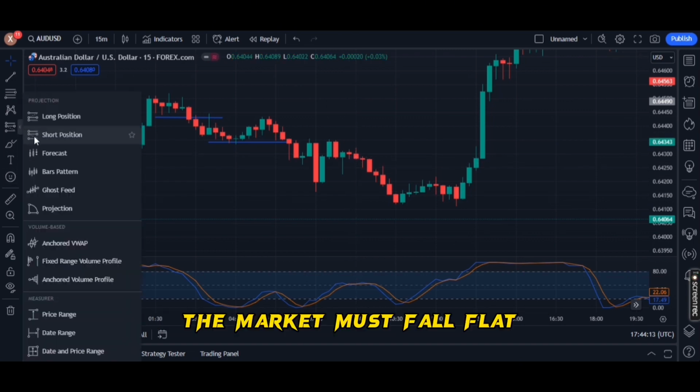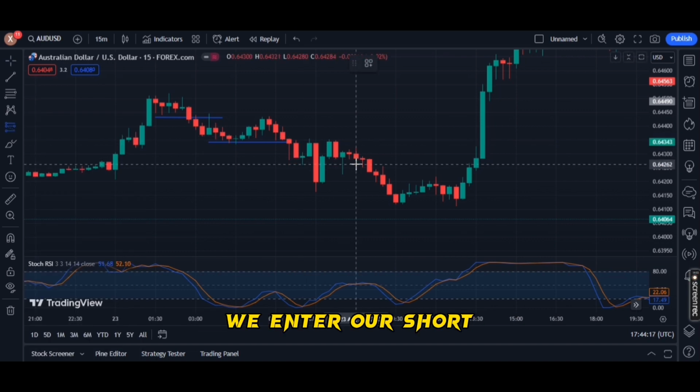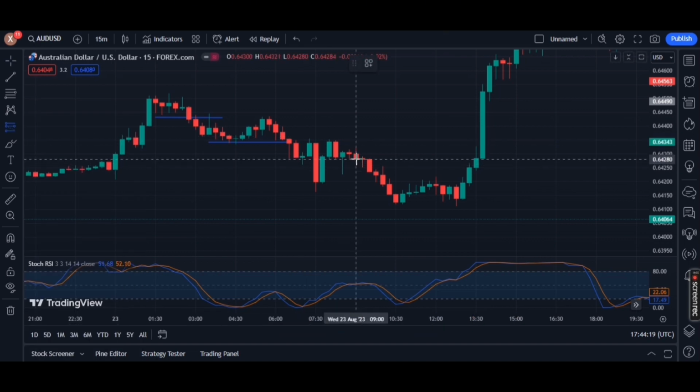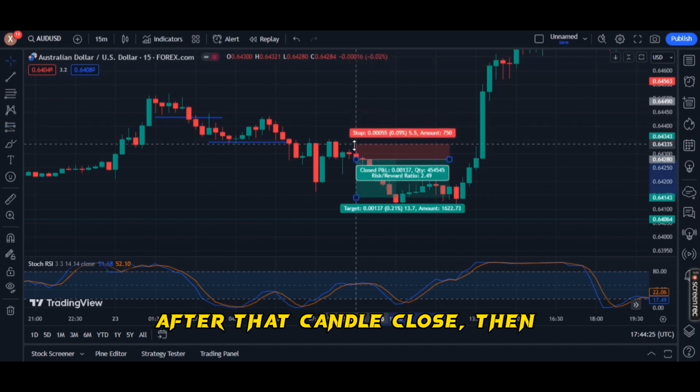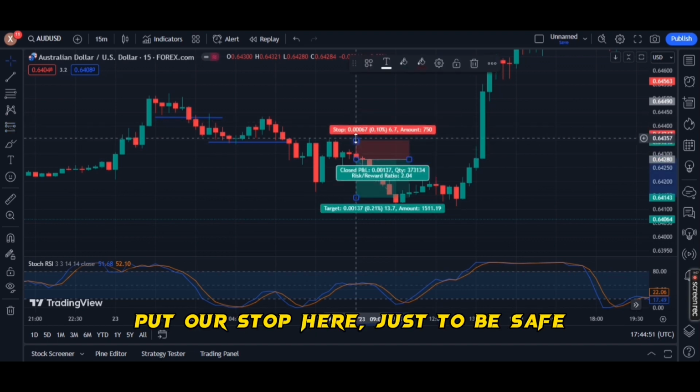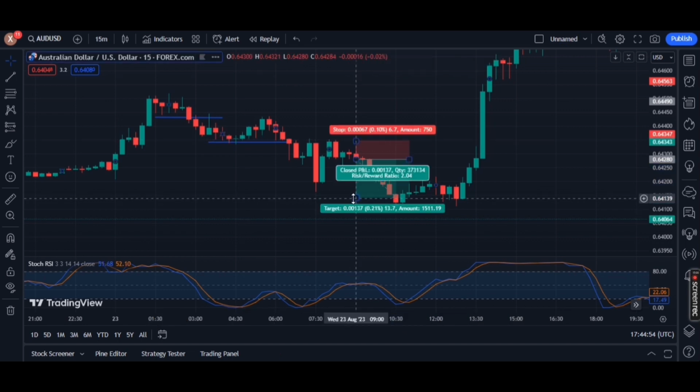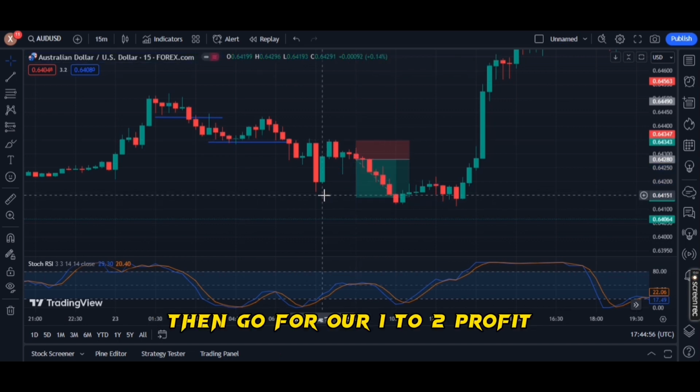The market must fall flat. We enter our short here after that candle closes. Then we put our stop here just to be safe, then go for our 1 to 2 profit.